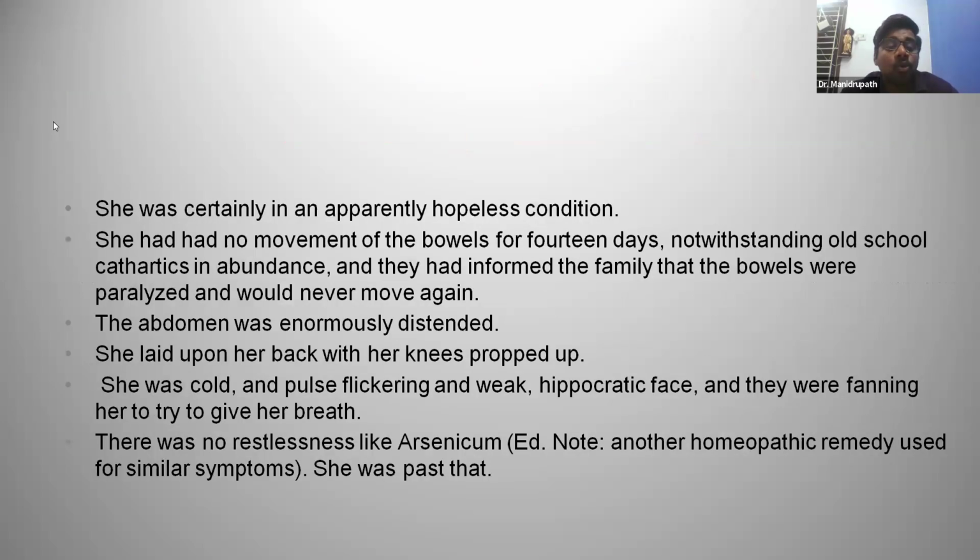She was certainly in an apparently hopeless condition. She had no movement of bowels for 14 days, notwithstanding old school cathartics in abundance, and they had informed the family that the bowels were paralyzed and could never move again. The abdomen was enormously distended. She lay upon her back with her knees propped up. She was cold, the pulse was flickering and weak, the face hippocratic, and they were fanning her to try to give her breath. There was no restlessness like Arsenic, another homeopathic remedy used for similar symptoms, and she was past that.